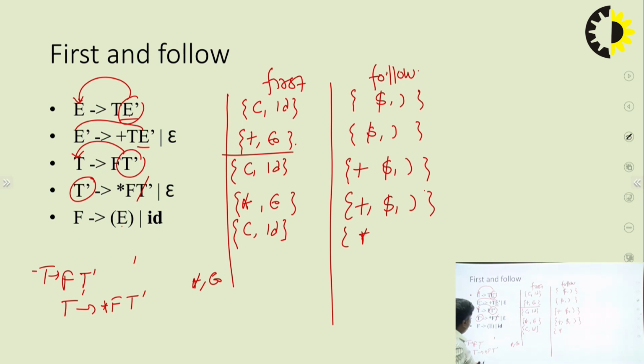Now what is the follow in this case, when we replace epsilon in the place of T dash? Then what is the follow of the F dash? The follow of T dash. And I have already computed the follow of T dash, that is plus, dollar and this. So this is the simplest technique by which we compute the first and follow of any production.